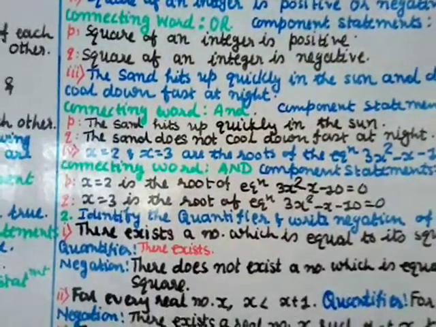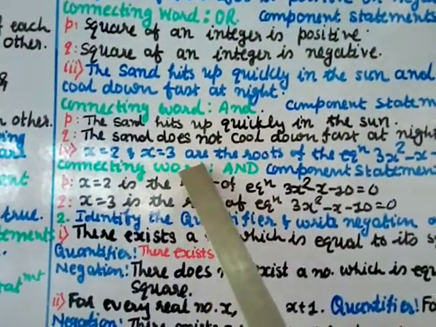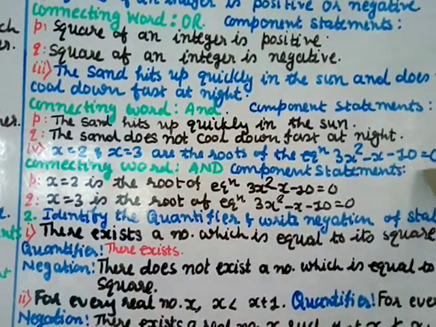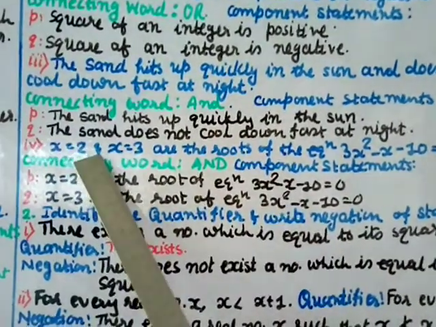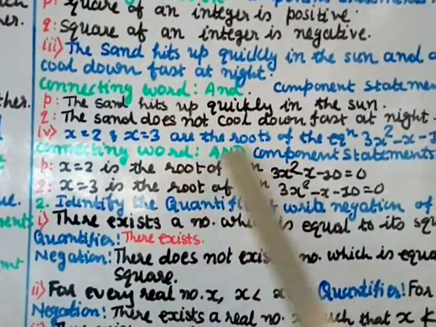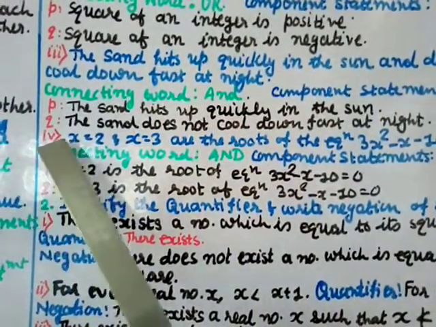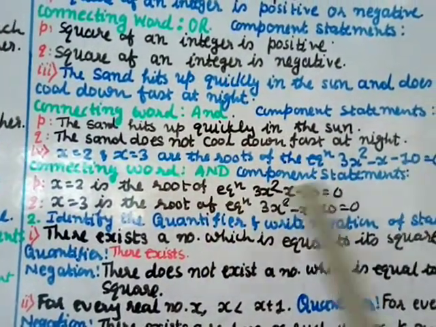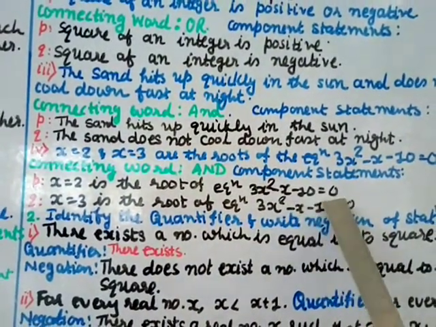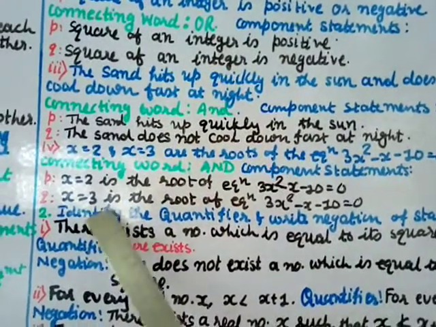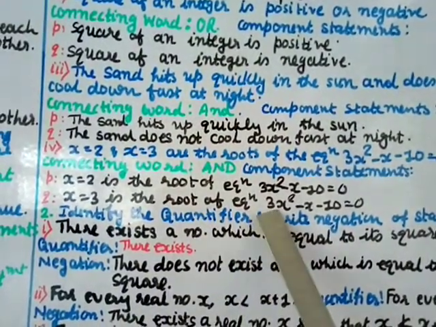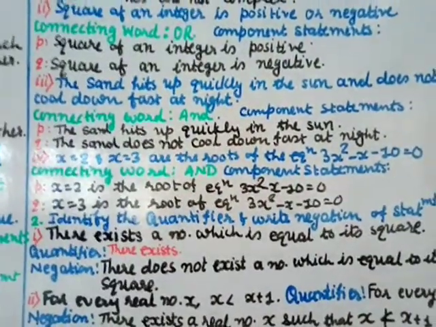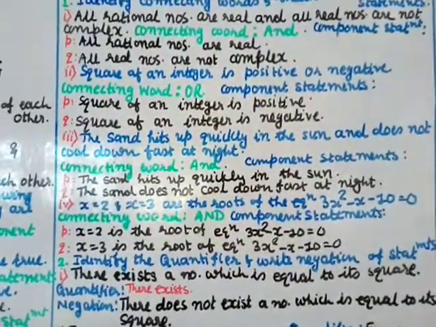Question number 4. x is equal to 2 and x equal to 3 are the roots of the equation 3x square minus x minus 10 equal to 0. Here the connecting word is and. The component statements are P, x equal to 2 is the root of the equation 3x square minus x minus 10 equal to 0, and Q, x is equal to 3 is the root of the equation 3x square minus x minus 10 equal to 0. Okay, so that is the solution for question number 1.